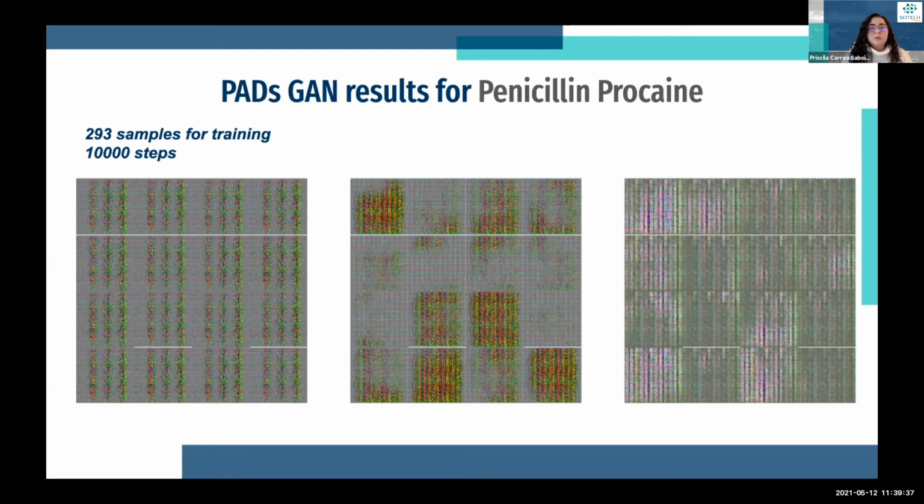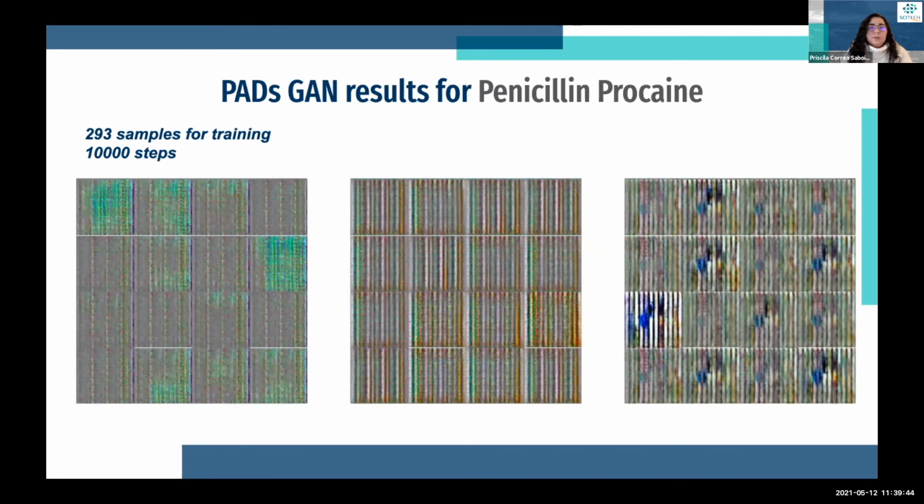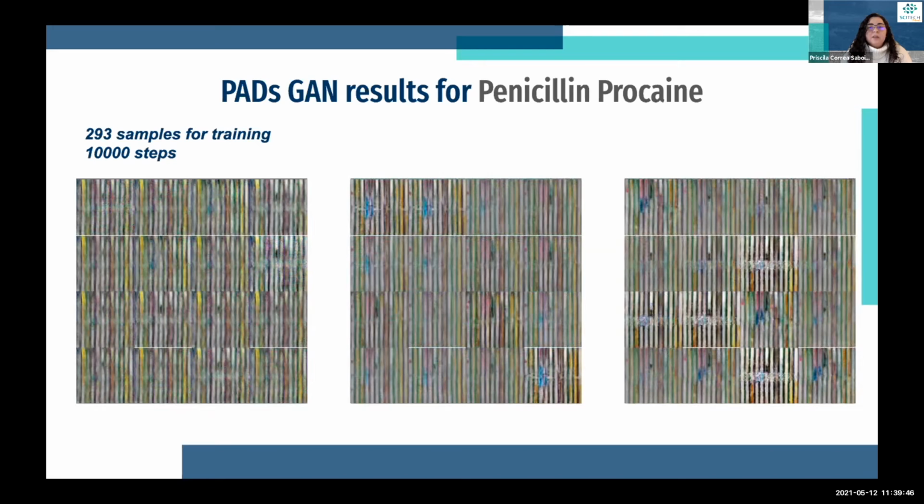So the generator starts to learn and produce something that reminds a bad image. And then finally, we have 4 by 4 pads here, in 10,000 of steps. In this case, we use a lot of images actually, in comparison to our data set, where we have 293 images for penicillin procaine. That's a medicine.